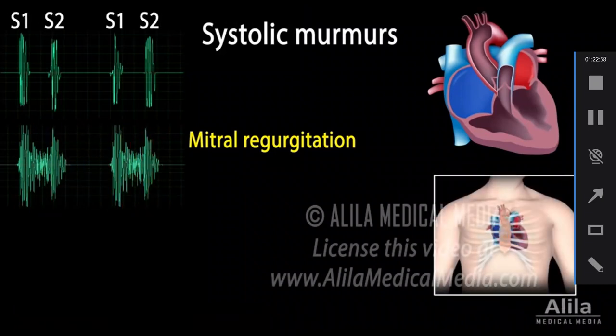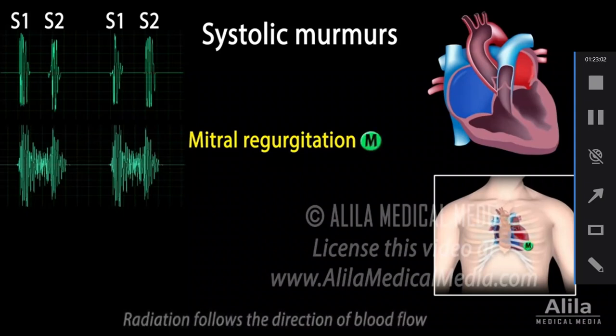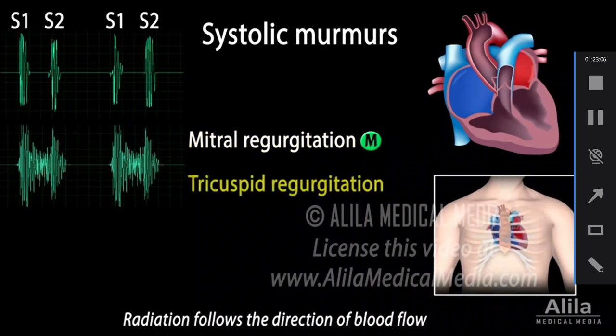This holosystolic murmur is best heard at the mitral region, the apex, with radiation to the left axilla. On the other side of the heart, a tricuspid valve regurgitation has similar timing and shape, but is loudest in the tricuspid area, and the sound radiates up along the left sternal border.